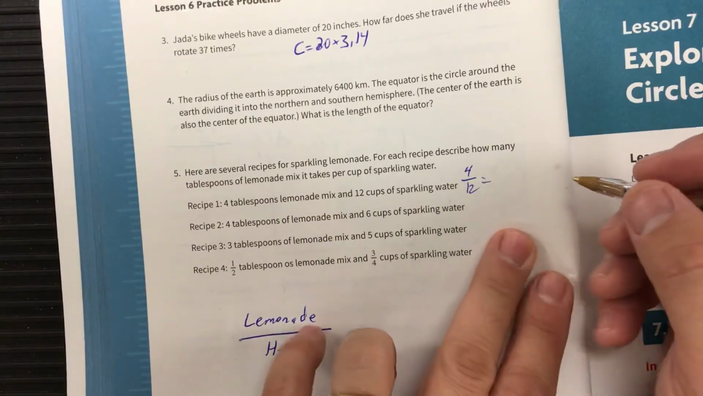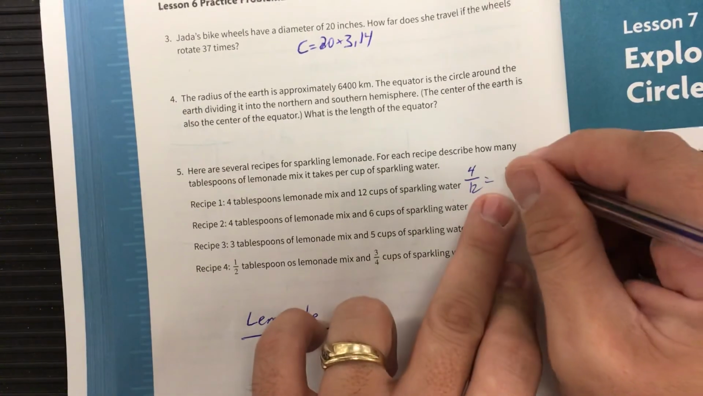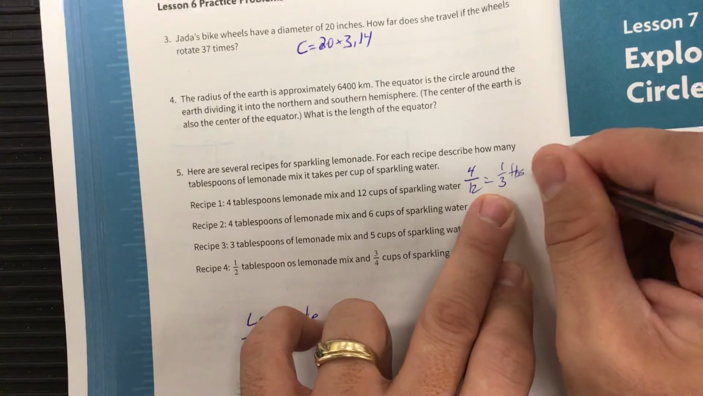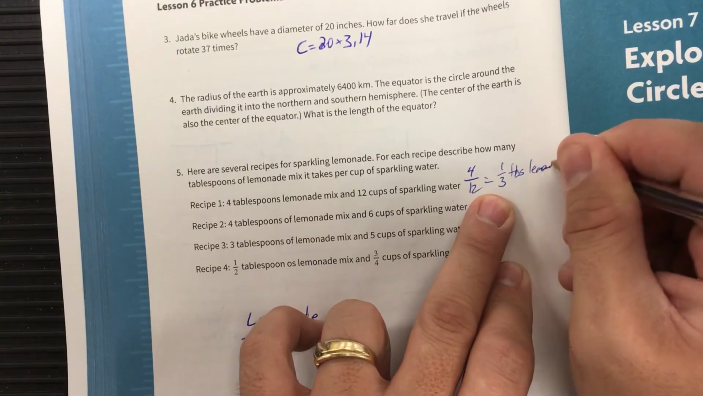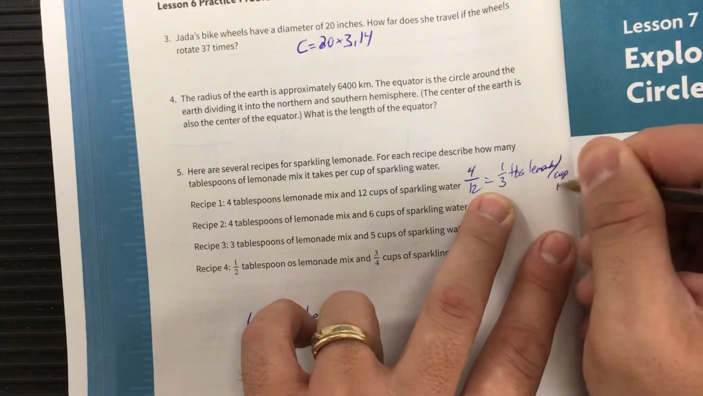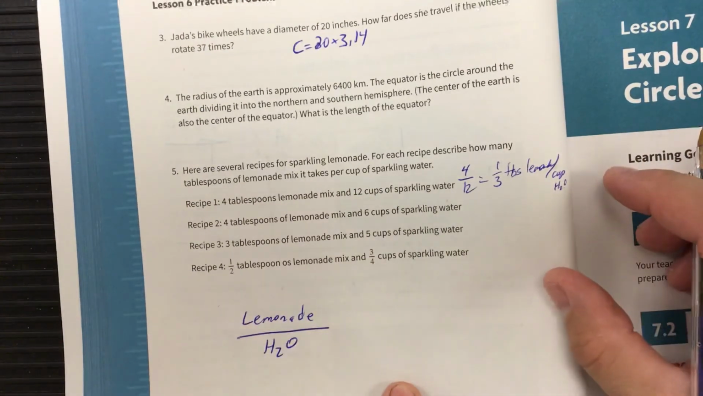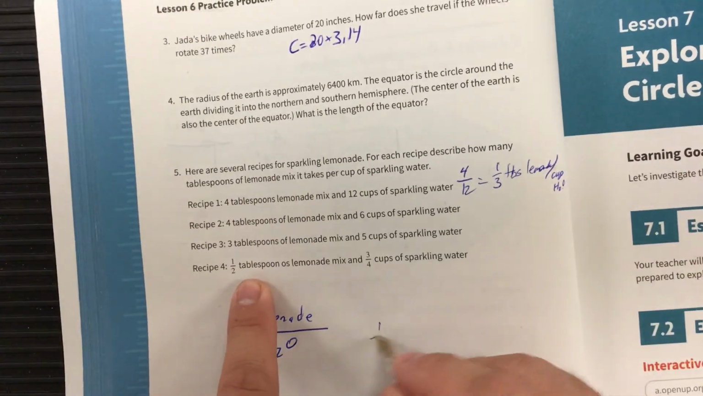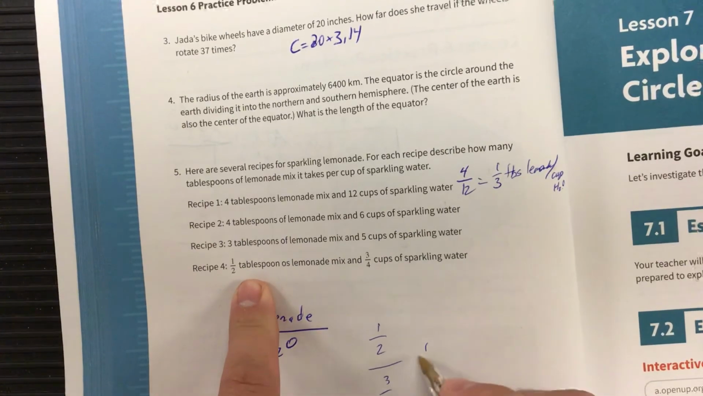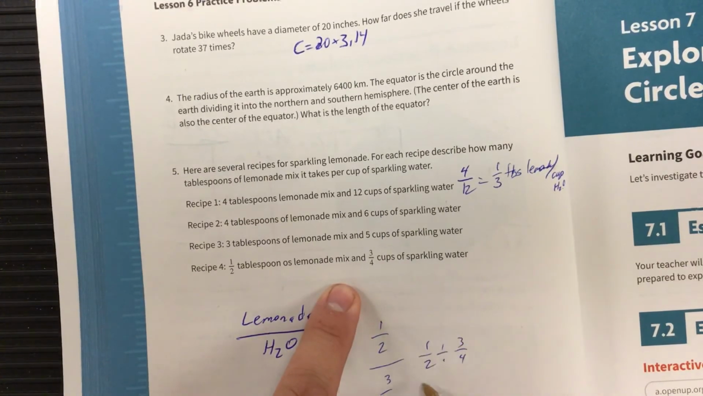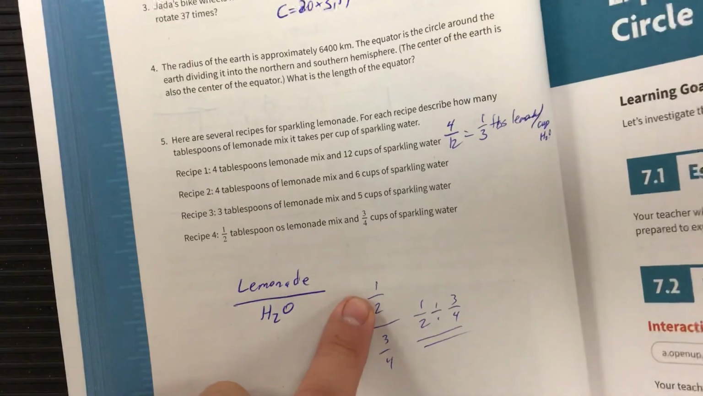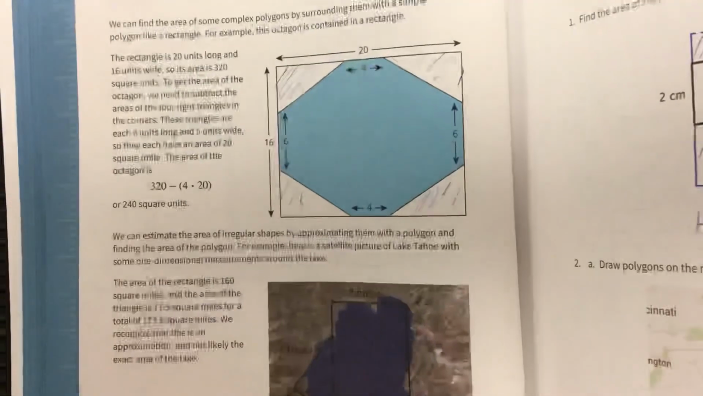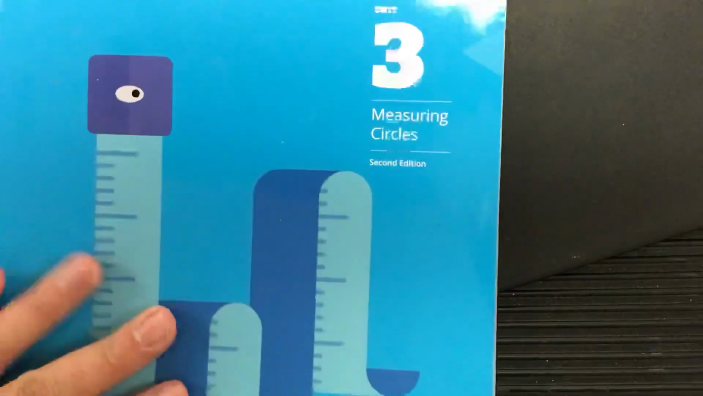What's 4 divided by 12, reduced? 1/3. So 1/3 of a tablespoon of lemonade mix per cup water. And you do that for all of them. Only one that might be a little tricky is dealing with fractions, 1/2 over 3/4. Remember, that's the same as 1/2 divided by 3/4. So a little review of dividing fractions there for number 4. So page 51 and 52 is your homework for tomorrow.